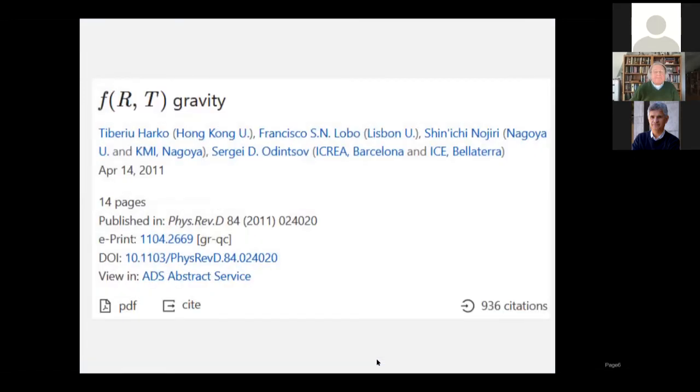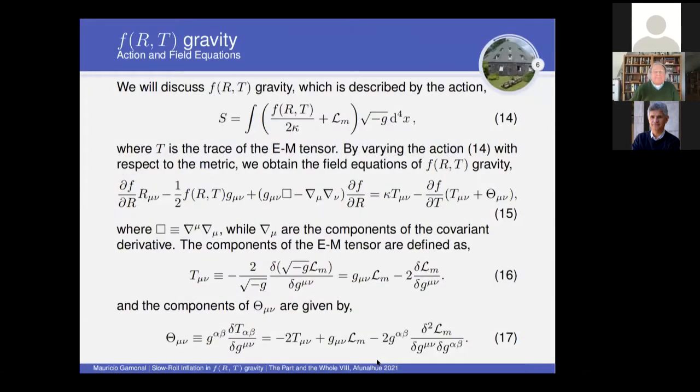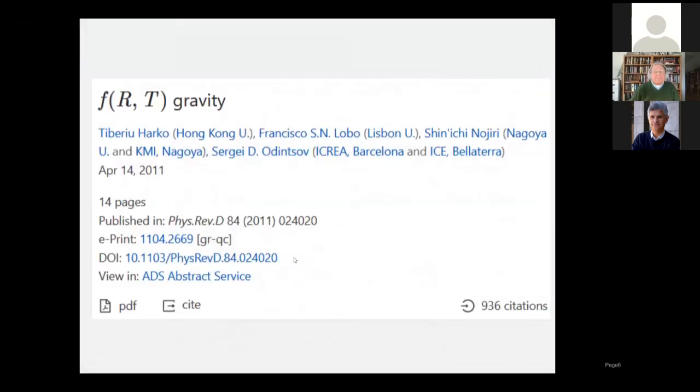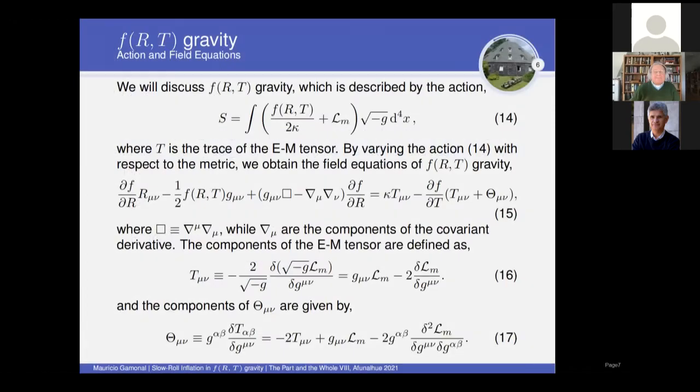What I'm going to talk about now is f(R,T) gravity. This is a model proposed by Harko in 2011, and it is widely studied by many researchers around the world. I looked at it and found it interesting, and I realized that nobody had worked on inflation in this theory, so I tried to do it by myself. This is a model described by the action 14. This is basically a generalization of f(R) gravity. In this case, it is a function not only of the scalar curvature, but also of the trace of the energy-momentum tensor.